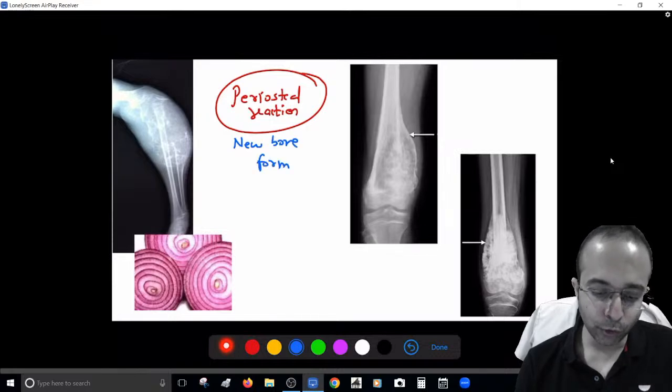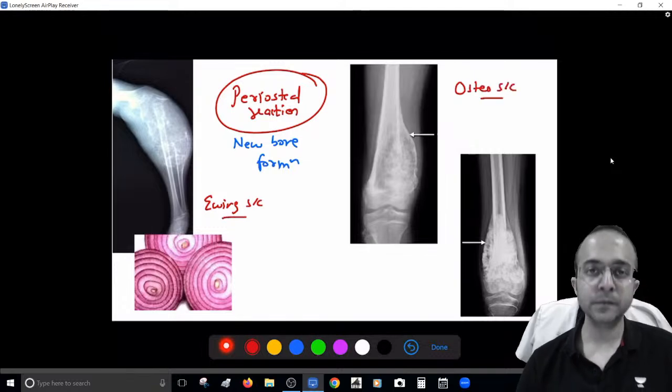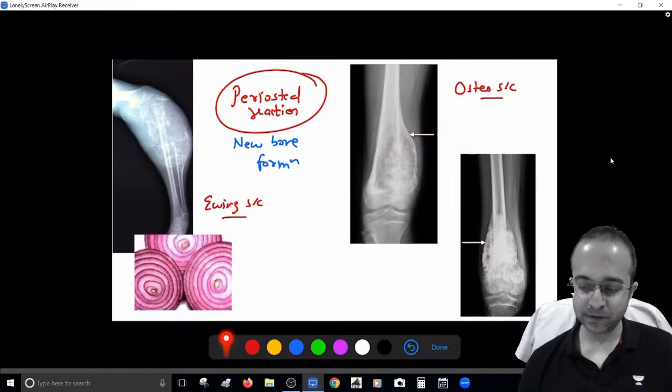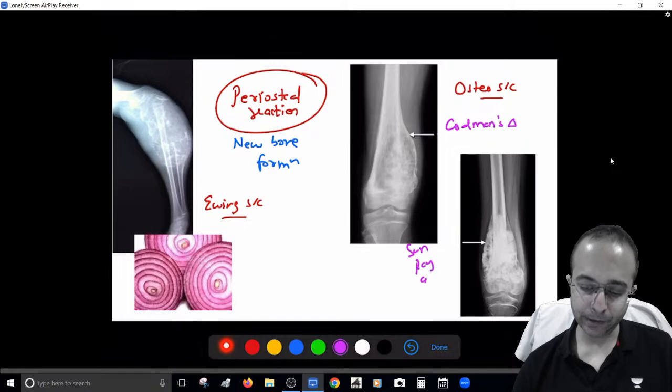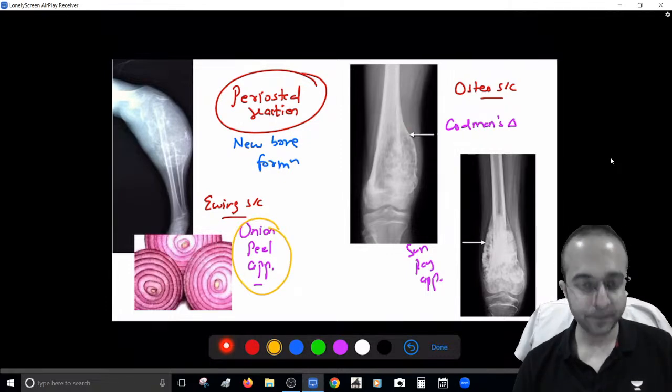Now these new bone formations are particularly popular in two tumors, Ewing sarcoma and osteosarcoma. In osteosarcoma, this new bone formation takes the shape of a triangle or the sun rays, and you are already familiar with these signs: Codman's triangle, sun ray appearance. So these are not calcifications, these are periosteal reactions. And in Ewing sarcoma, you are all very familiar with this periosteal reaction that you call the onion peel appearance.